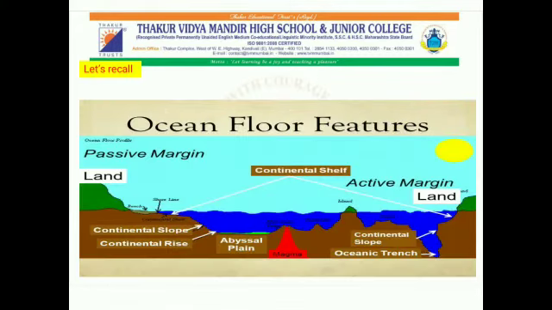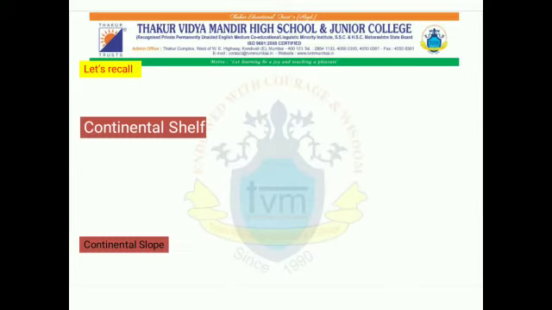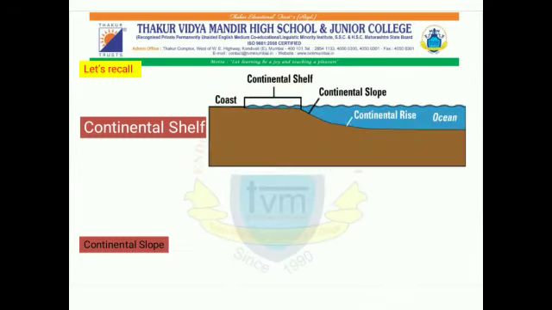Let us see parts of the ocean floor. We can see there are different parts known as continental shelf, continental slope, continental rise, abyssal plain, oceanic trench, magma, etc. We have learned that in the previous chapter. Just we have to revise.